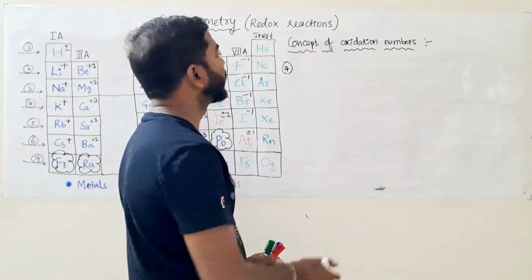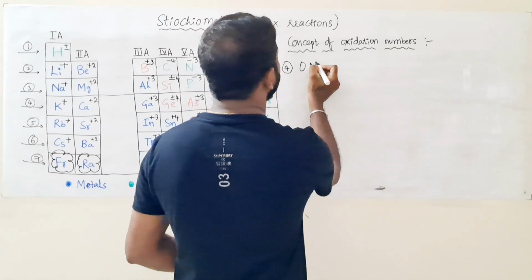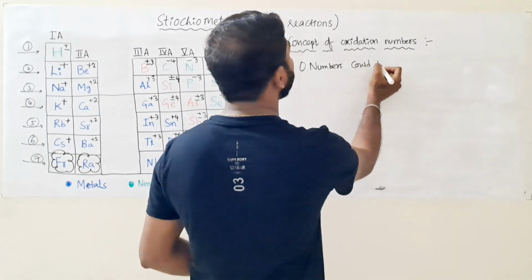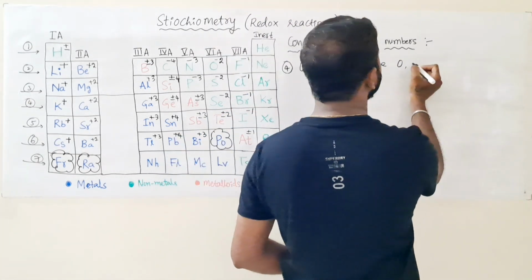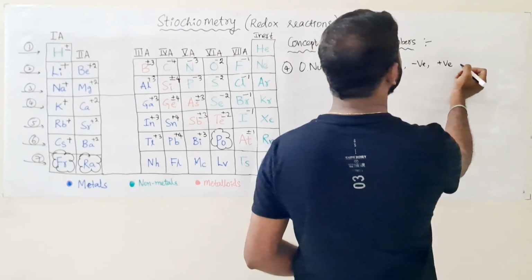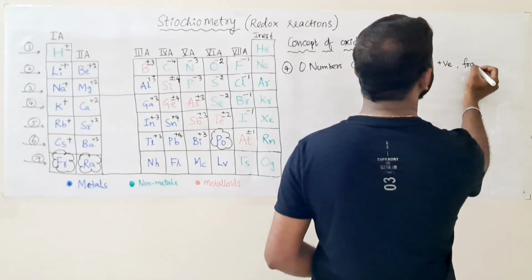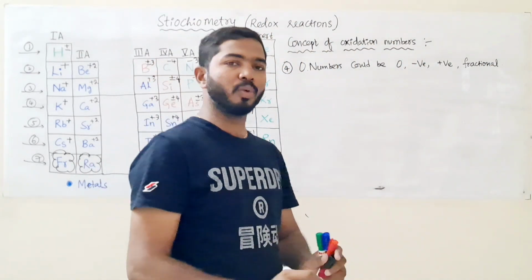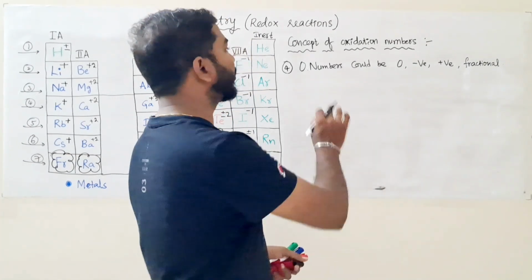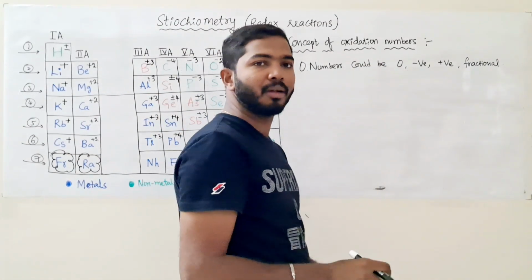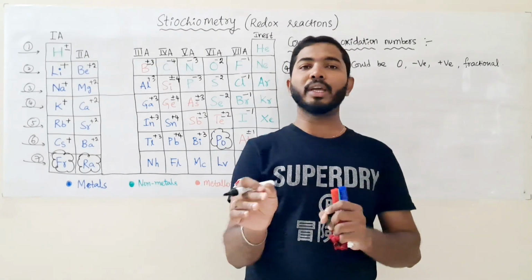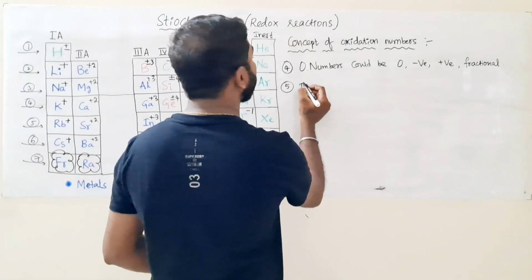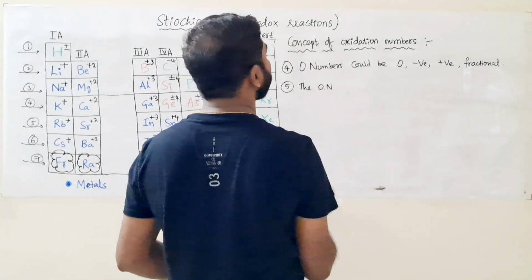Okay, let's continue. That is, oxidation numbers could be, as I told you, 0, it could be negative, it could be positive, it could be fractional as well. Okay. So we will be getting all these examples, don't worry, plenty of examples I'll try to give you. So first of all, you have to be confident that oxidation numbers could be positive, negative, 0, even fractional forms also possible, okay.